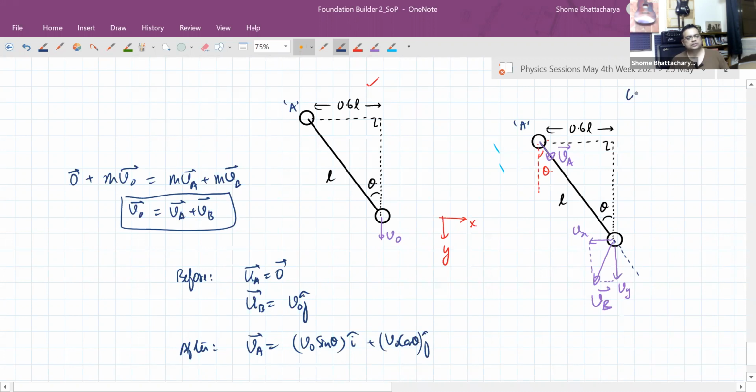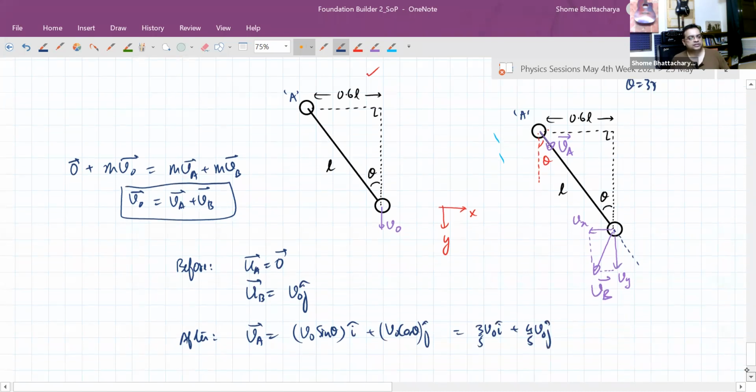And theta is equal to 37. We had seen that before. So this is equal to 3 by 5 V naught I cap plus 4 by 5 V naught J cap. That is A's velocity. Whereas what about B's velocity?